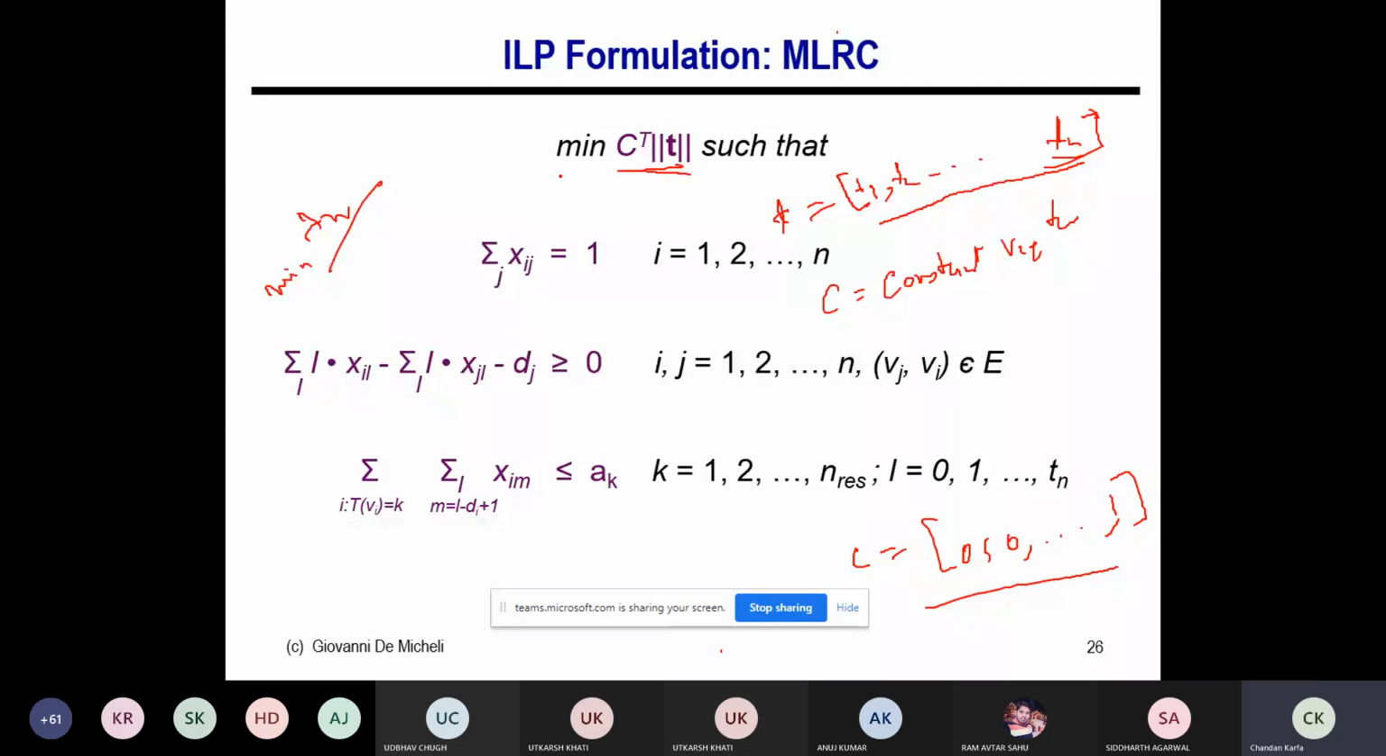And so my ILP formulation for this MLRC problem is like this: minimization of latency under resource constraint. I want to minimize this function C transpose t, where t represents my vector of start times, and C is a constant vector. It can vary for my purpose, and then it satisfies my unique start time, dependency constraint, and resource constraint. If I fix the value of this constant vector to 0001, I am going to get a schedule which gives me the minimum time, right? So this is what it is all about.